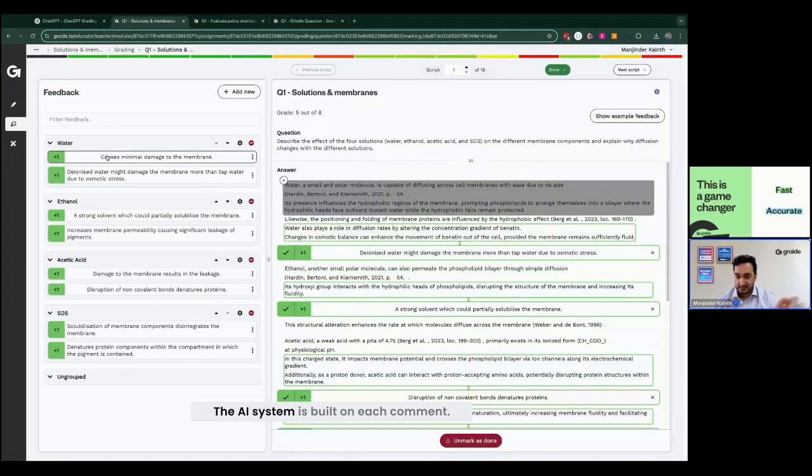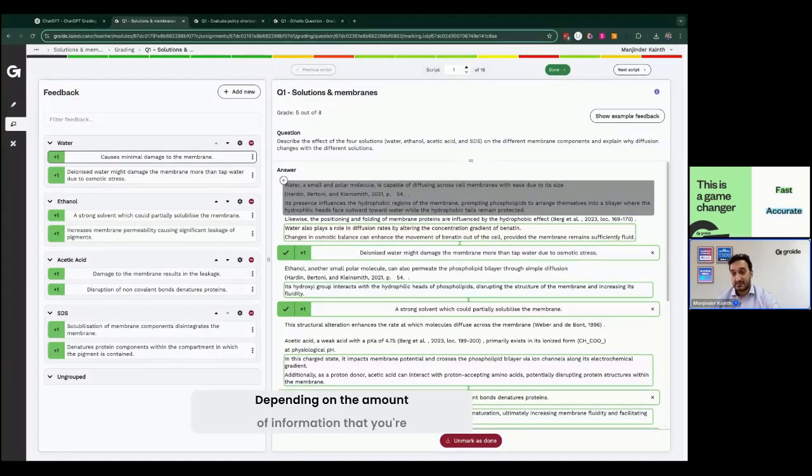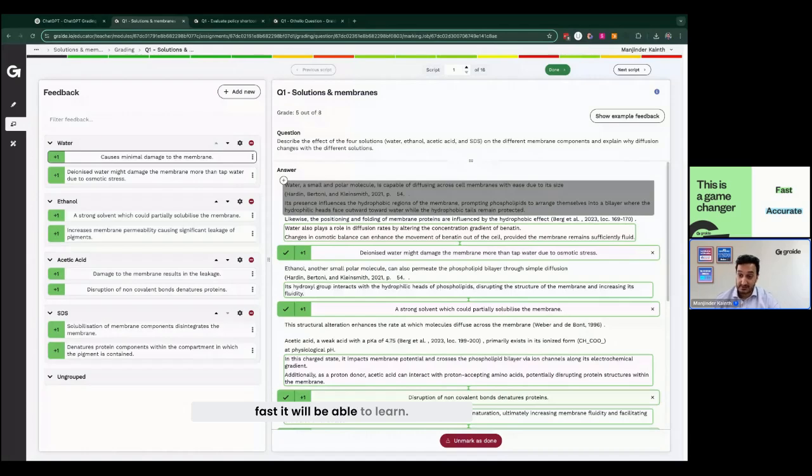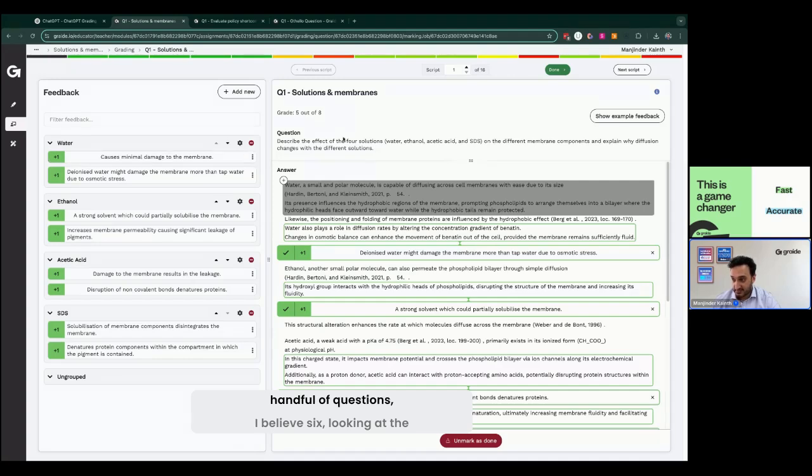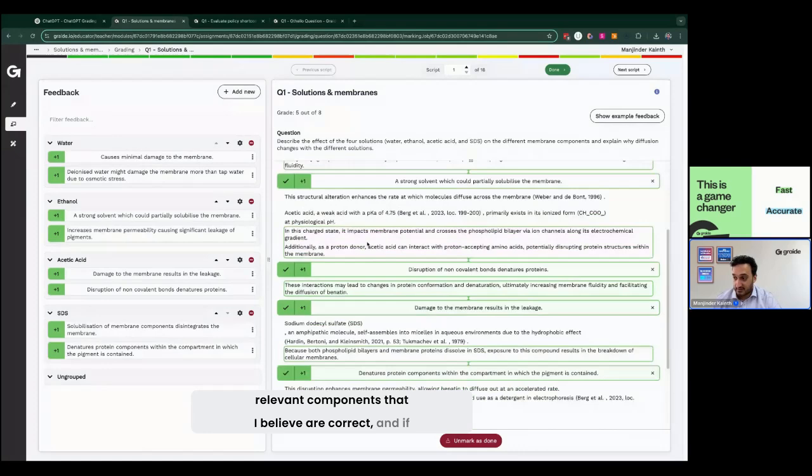The AI system is built on each comment. So depending on the amount of information that you're feeding into the comment and the frequency that comment occurs in your marking, that's how fast it will be able to learn. It also depends on its accuracy. So what I've done here is I've marked a handful of questions, I believe 6, looking at the relevant components that I believe are correct.